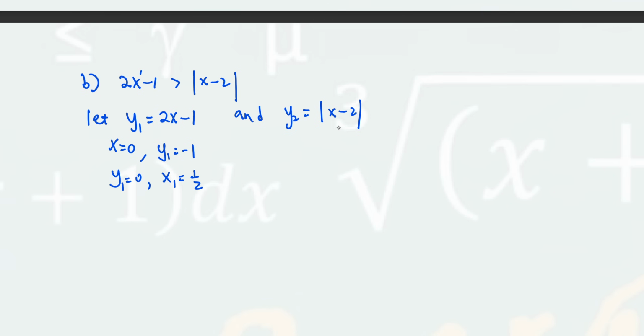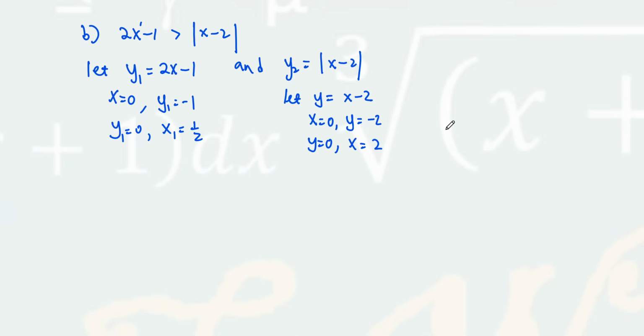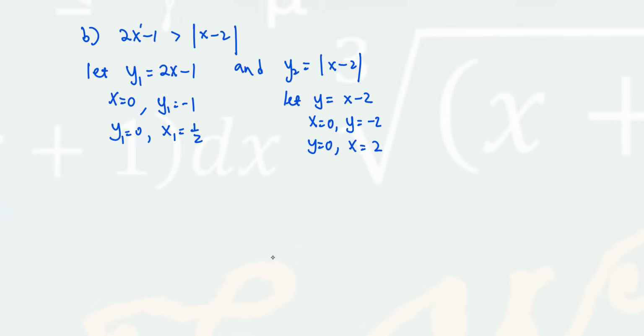And for the y2 equals to modulus x minus 2, remember just now, we have to ignore the modulus first. So I will let y equals to x minus 2. So your x equals to 0, your y equals to minus 2. And when y equals to 0, your x is going to be 2. Okay, so now I sketch both graphs on the same diagram.